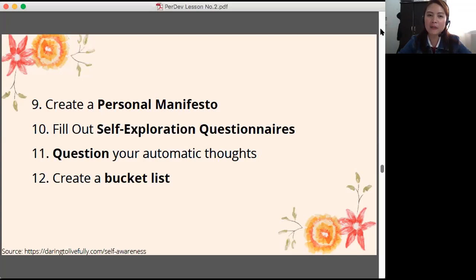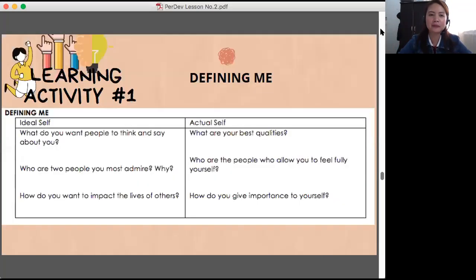Fill out self-exploration questionnaires. Question your automatic thoughts. Create a bucket list. What you want to discover. Magkaroon ka ng checklist. Kung ano ba yung gusto mong ma-achieve. Alright, so let's have our activity number 1.